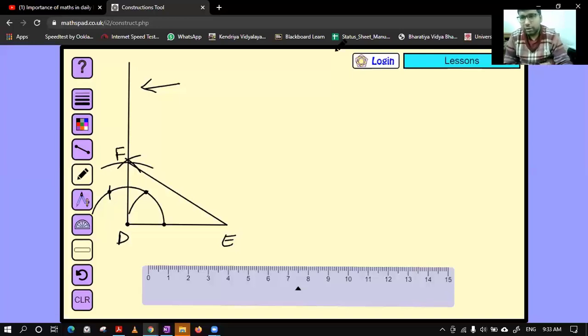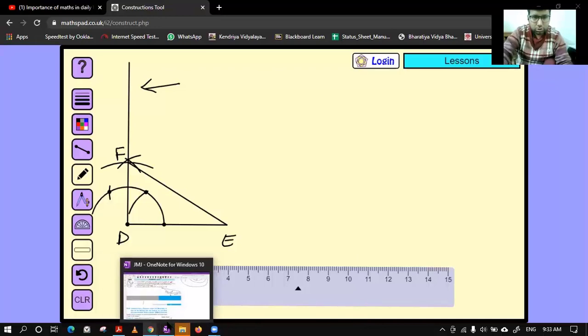So class, is this clear to you? How we draw this triangle DEF in which angle D was 90 degree? Please, before making the actual diagram, first draw a rough diagram to get an idea and then only proceed towards the main diagram. So let's see the next question.